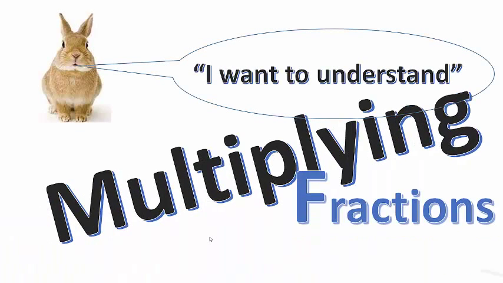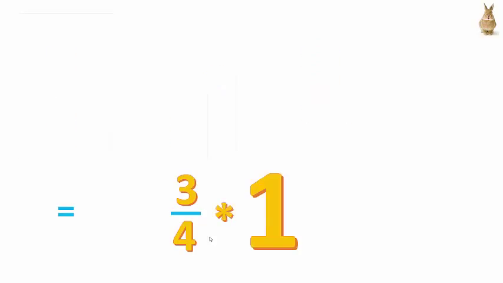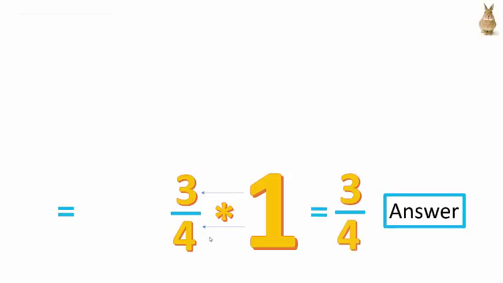I want to understand multiplying fractions. Okay, 1/4, 2/4, 3/4 times 1 equals 3/4 times 1. Once times 3 equals 3. Once times 4 equals 4. So the answer to the question, 3/4 times 1 equals 3/4.